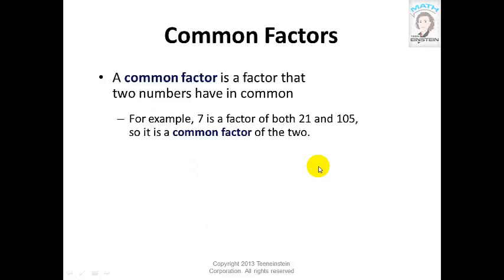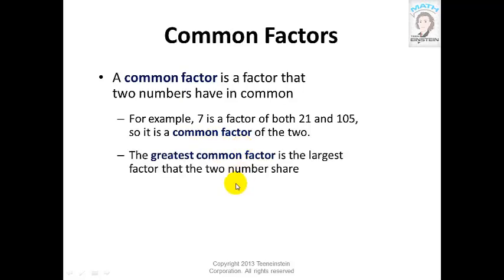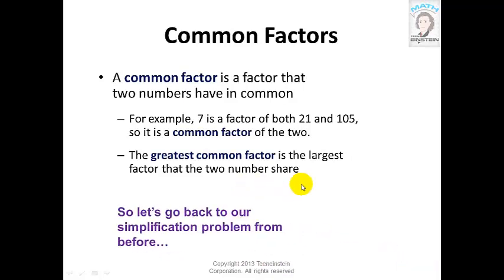So for a common factor of 2 numbers, you need 2 numbers to find the common factor. 7 is a common factor of 21 and 105. Okay, this is called a common factor. We need 2 numbers to find the common factor. There are so many common factors; the largest one is called the greatest common factor.